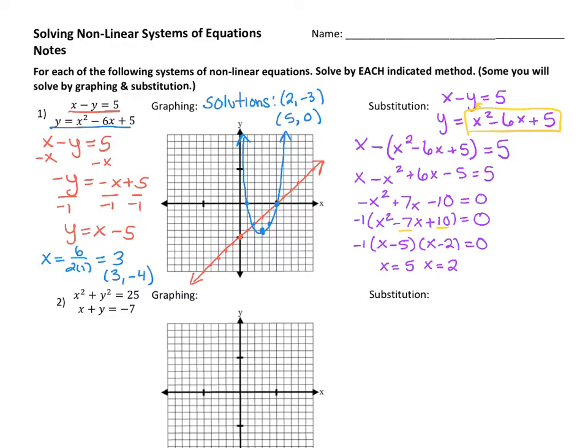So I need to take these x values and resubstitute them back into one of the original equations in order to find y. Now, you can substitute into either equation and you will get the same answer, assuming you do your algebra correctly. Typically, it'll be easier to substitute into the linear equation, which was the first equation. So I'm going to use this linear equation, x minus y equals 5, and I'm going to substitute 5 in for x.